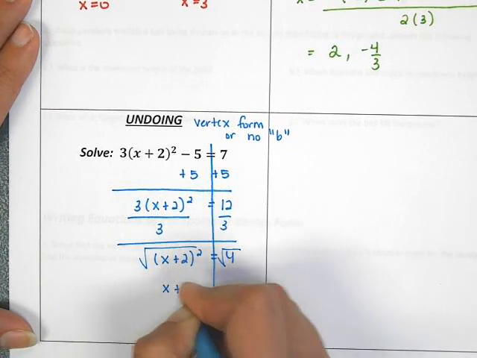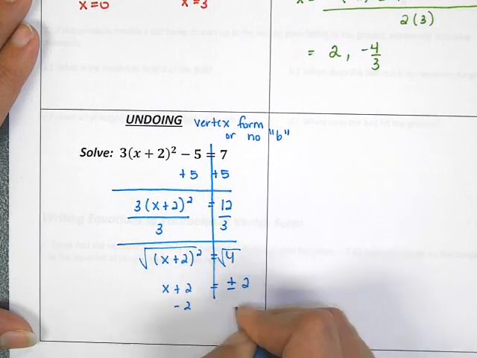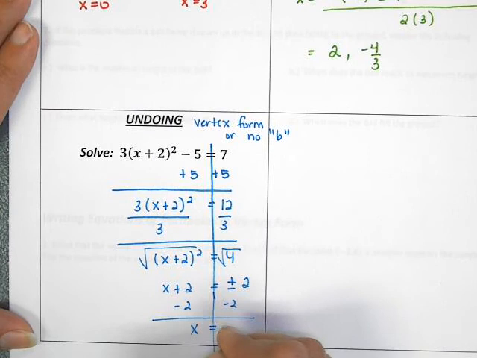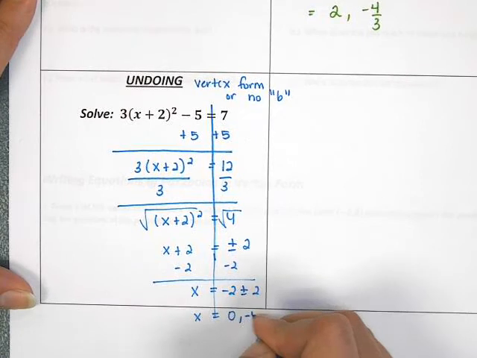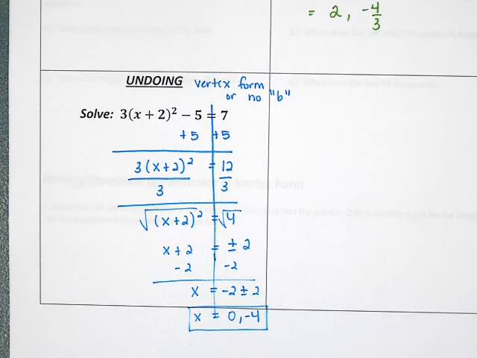So I would get x plus 2 equals plus or minus 2. And then I would subtract 2 on both sides. So I would get x equals negative 2 plus or minus 2. Now negative 2 plus 2 is 0, and negative 2 minus 2 is negative 4. So my two solutions would be 0 and negative 4.